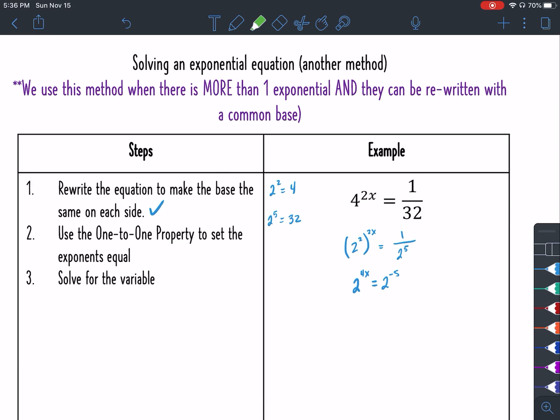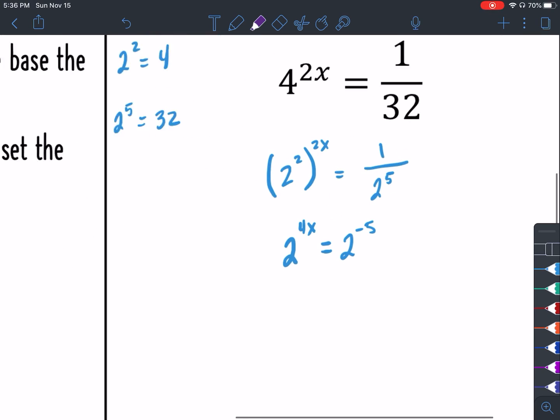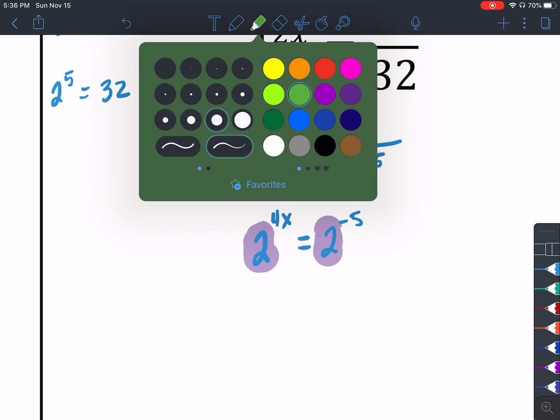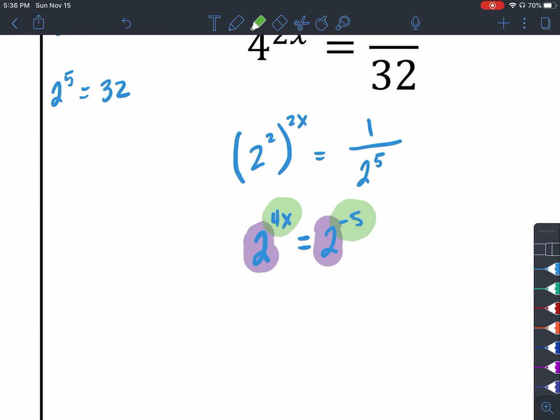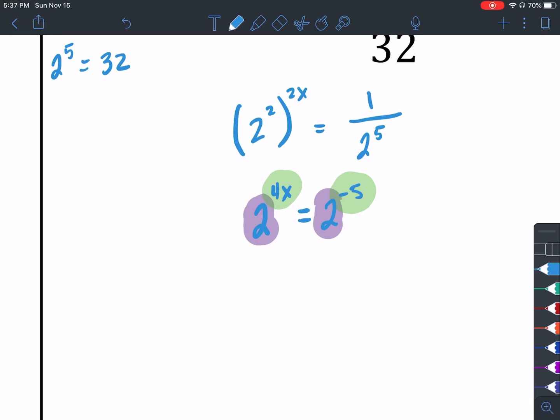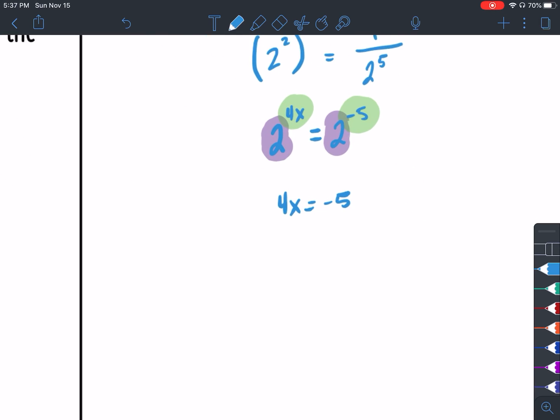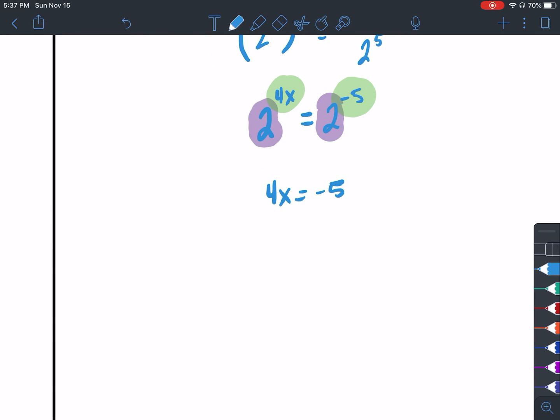Step 2 says to use this thing known as the one-to-one property. What the one-to-one property says is that if you have, on either side of the equal sign, like we do here, bases that are the same, then their exponents must also be the same. If their bases are the same, their exponents must also be the same. So we can actually just go ahead and say 4x equals negative 5. Now that we've done the one-to-one property, we're ready to go ahead and solve for the variable. To get rid of the 4, I'm just going to divide it to the other side, and I get x equals negative 5/4. And there you have it.